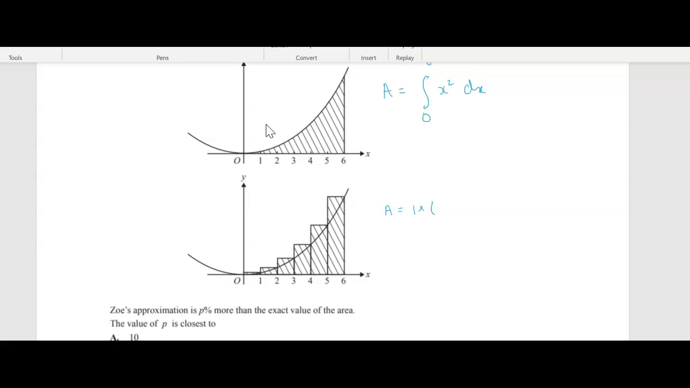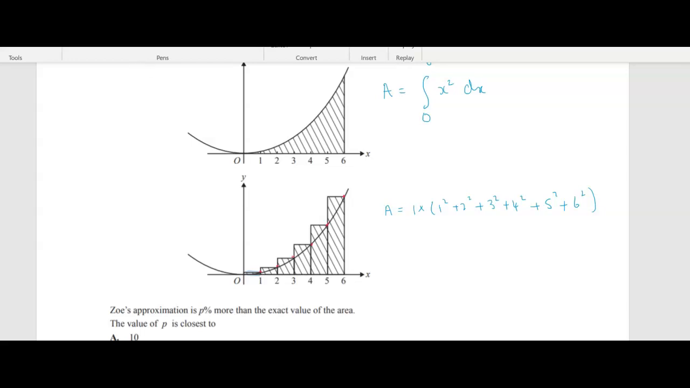So this point in here, this one here, okay, to get the height of your rectangles. So the first one, we're going to have 1 squared. Okay, so the area of this first rectangle is actually 1 times 1, which is 1. Okay, the next one we're going to have 2 squared, 3 squared, 4 squared, 5 squared, and 6 squared. Okay, so the area of the last one is just 1 times 6 squared, which is 36.